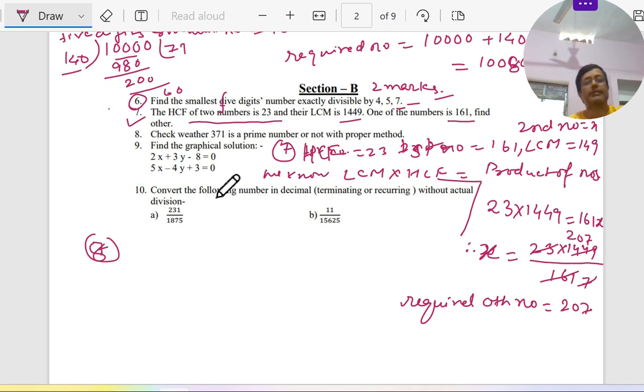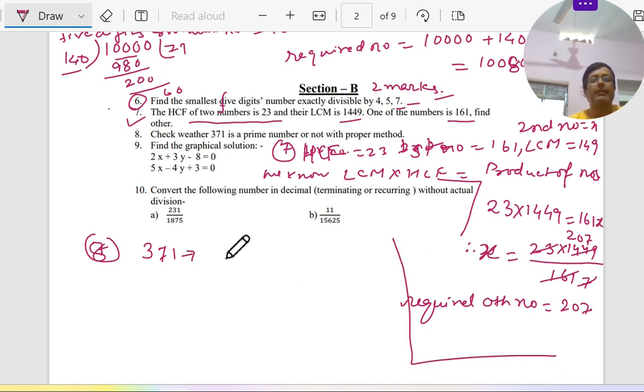So here it is written, check whether 371 is a prime number or not with proper method. Proper method means if 371 is a composite number, you have to check that with the use of divisibility rule. If you are not able to get easily by which number it is divisible, then you go for the square root of the nearest perfect square smaller than 371.